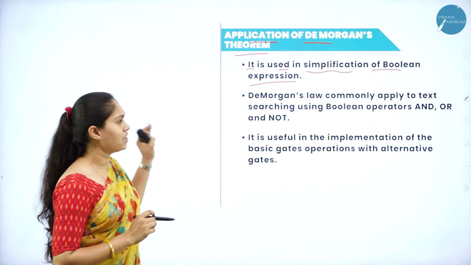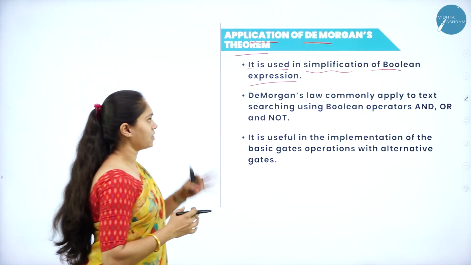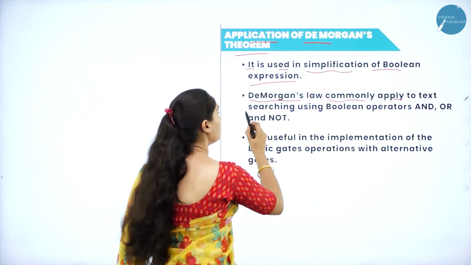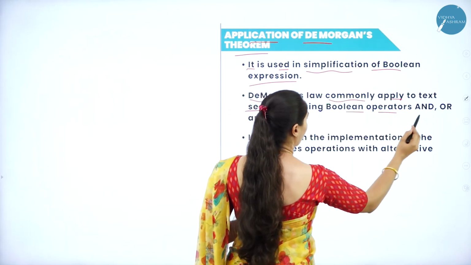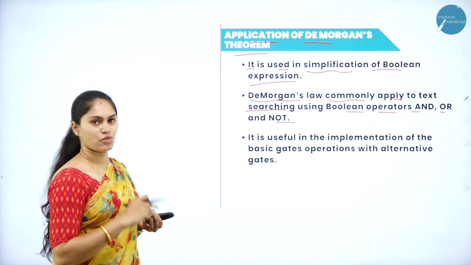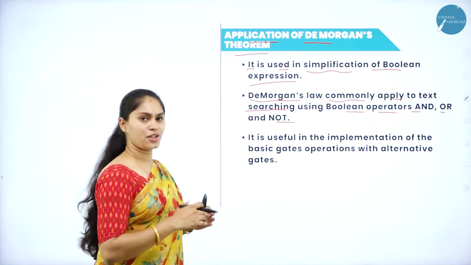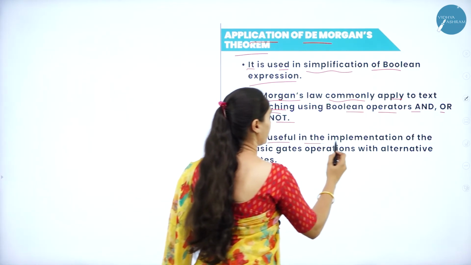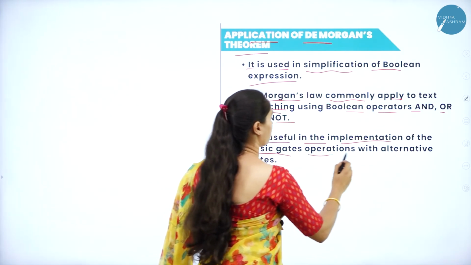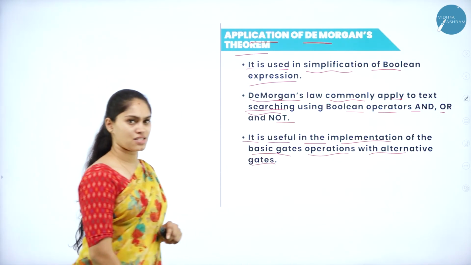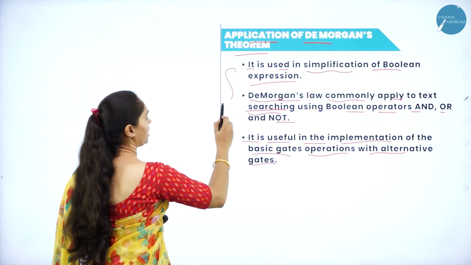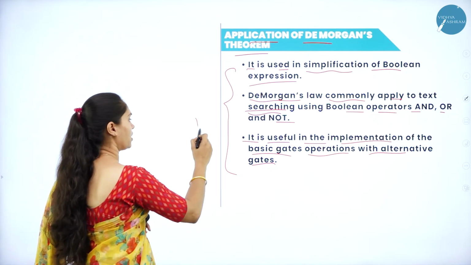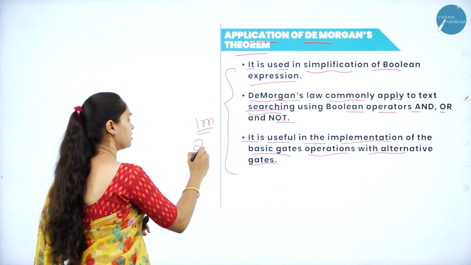Till now we have done that. We can use De Morgan's theorem to simplify Boolean expressions, and De Morgan's law is commonly applied to text searching using Boolean operators like AND, OR, and NOT. It is also useful in the implementation of basic gate operations with alternative gates. So these are the 3 important applications of De Morgan's theorem, and this is important even for 1 mark or for 3 marks.